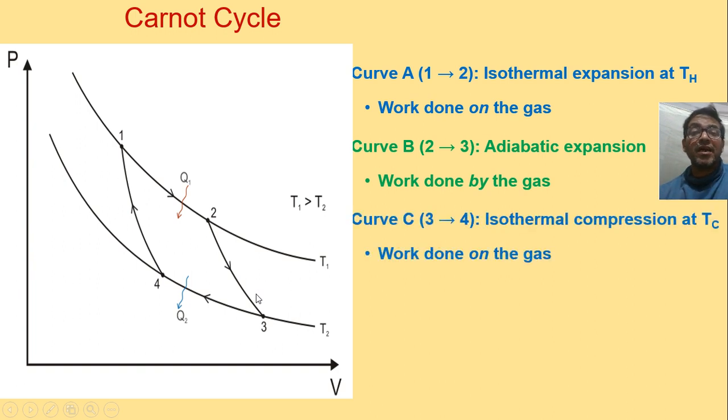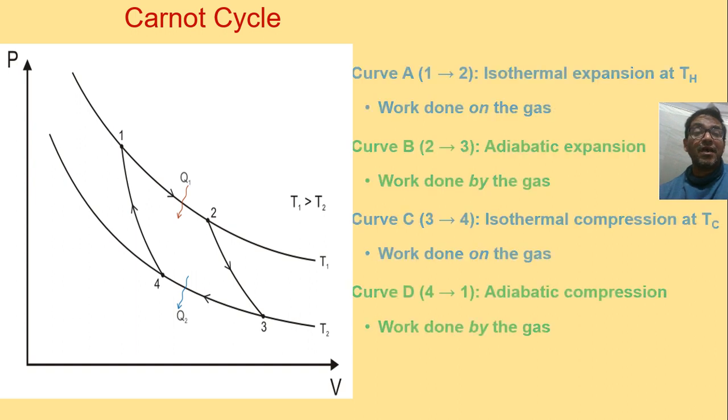Next, the curve C. Curve C is basically 3 to 4, that is isothermal compression. Why is it isothermal compression? Because the temperature is the same, but what is happening here? The pressure is increasing. No, the pressure is not the point, the volume is basically decreasing. So that's why it is compression, right?